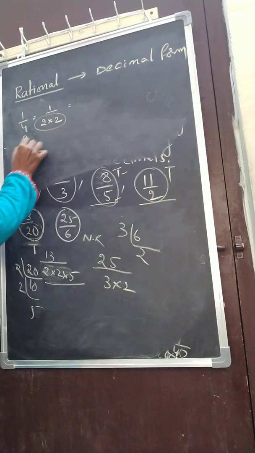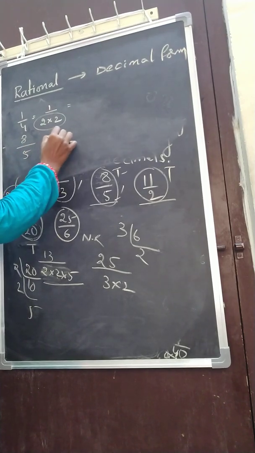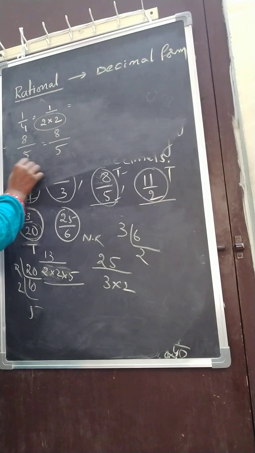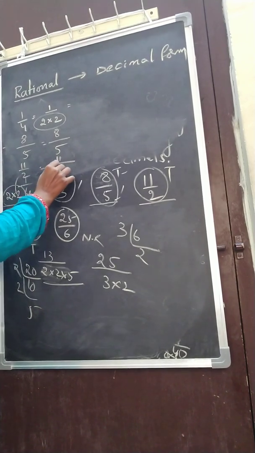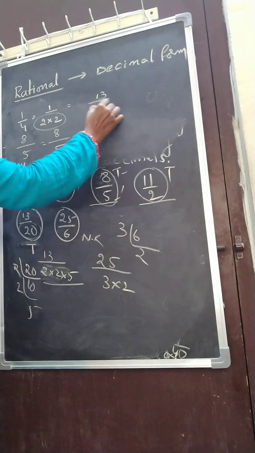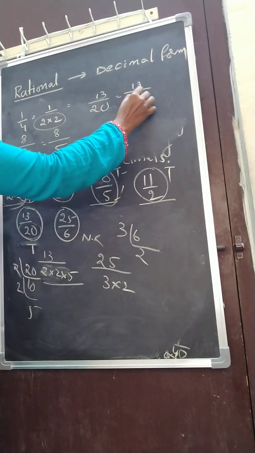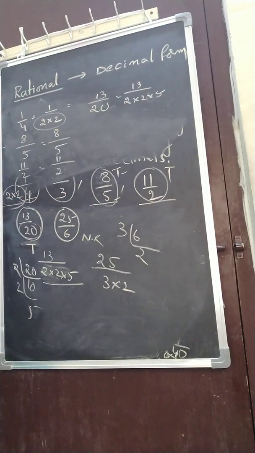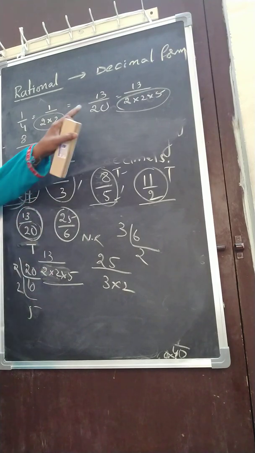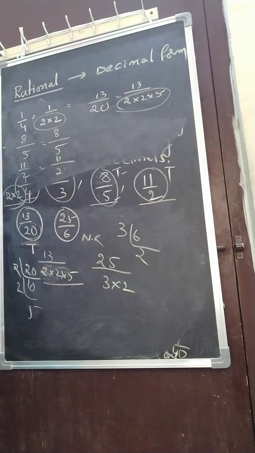Similarly, 8 by 5. It has the denominator with factors only 5's. And if you see another one, 11 by 2, it has the factors only 2, prime factor 2. And next one, 13 by 20, 2 into 2 into 5. So 2's and 5's. The denominator is split as the prime factors 2's and 5's. So it is also terminating.